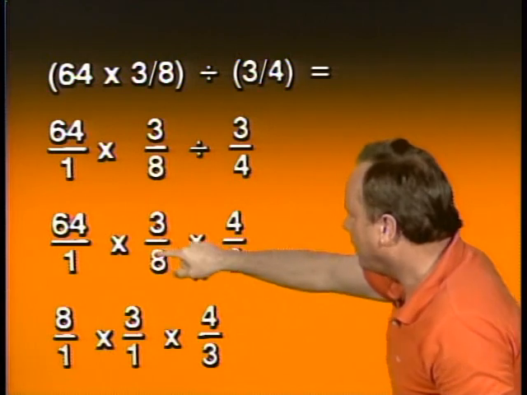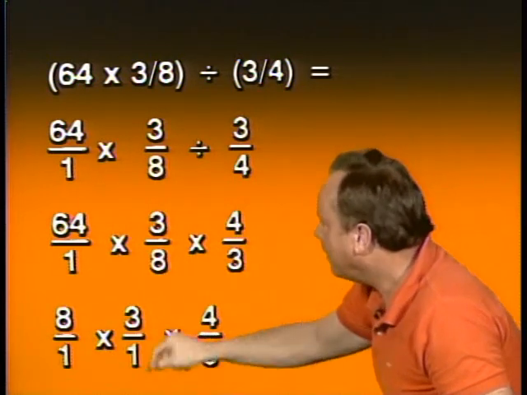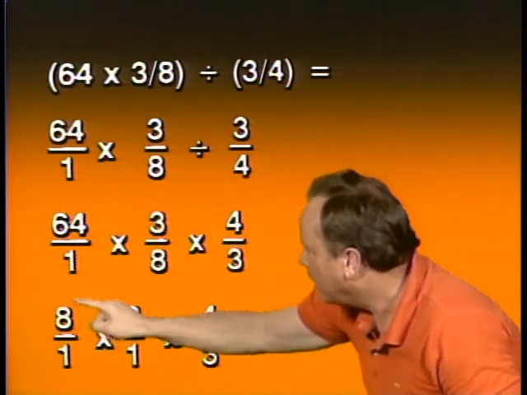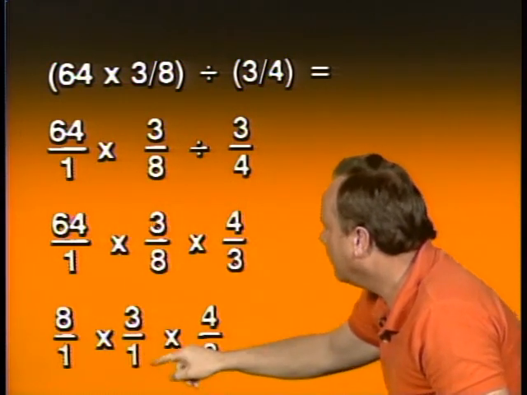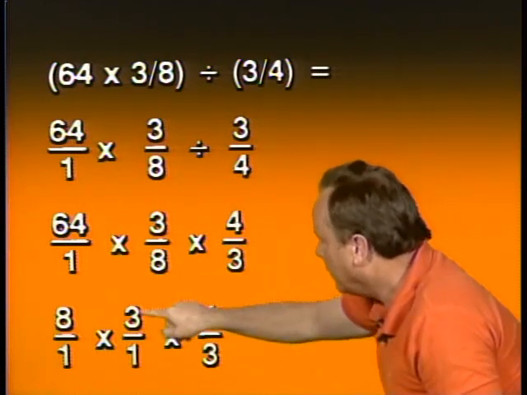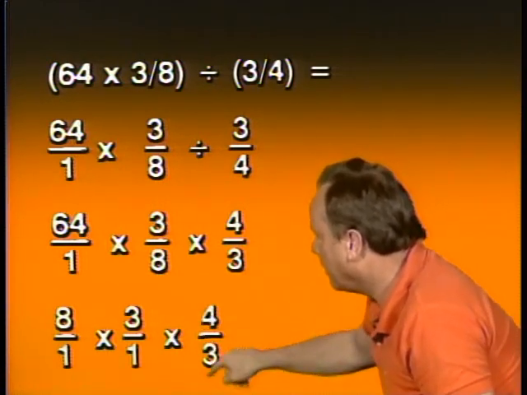So to simplify it, we divide by 8. 8 divided by 8 is 1. 64 divided by 8 is 8. And now we have 8 over 1 times 3 over 1 times 4 divided by 3. And by the way, look at this. I got a 3 here and a 3 here. I could divide by 3 in each of those.